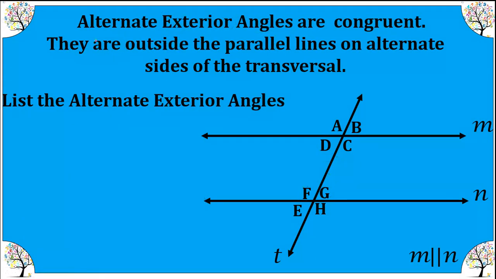Now let's look at alternate exterior angles. These are going to be the angles on the outside of the parallel lines, and we're looking at alternate sides of the transversal. So we see that angle A and angle H, they alternate along the transversal. They're on the outside. Therefore, they are alternate exterior angles, and they are congruent.